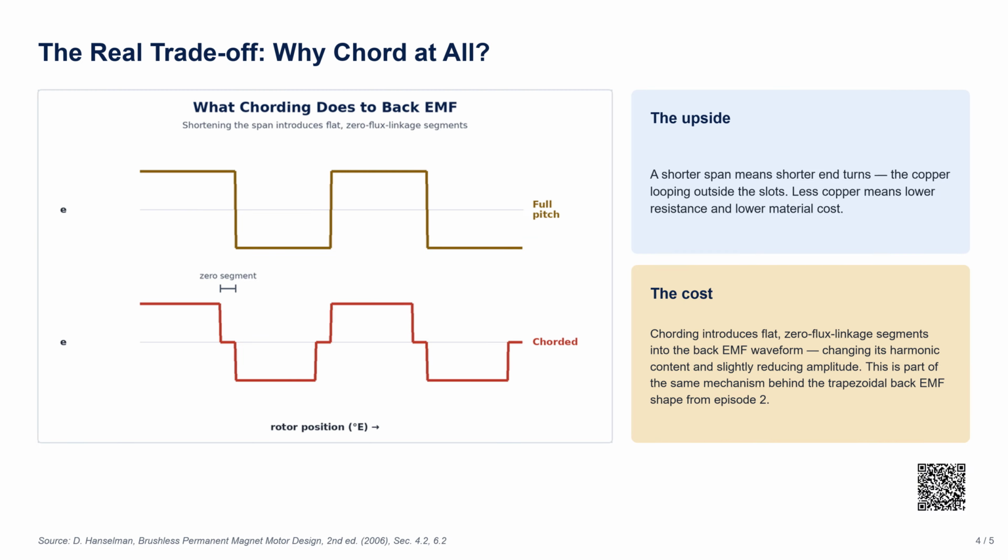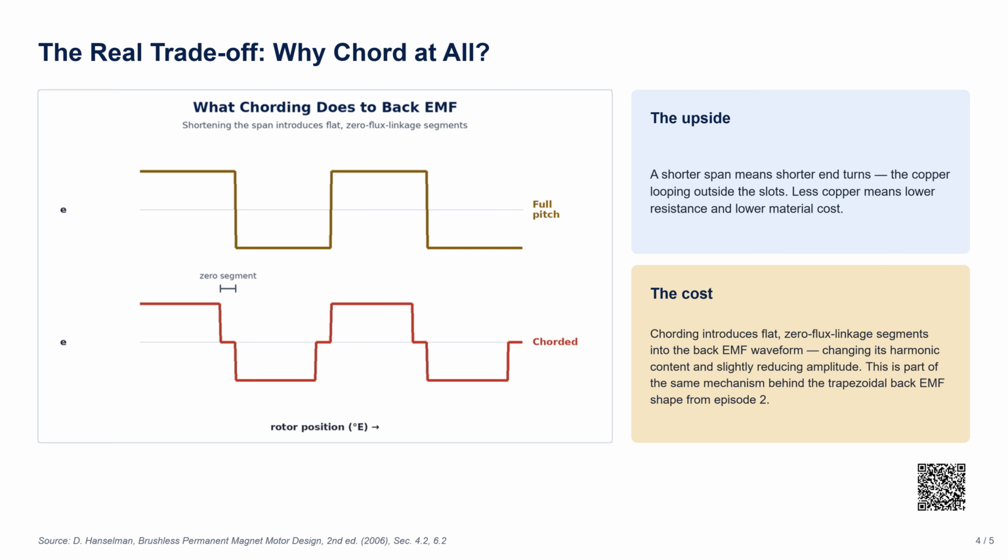Here's the real question. If full pitch maximizes back EMF, why would any engineer deliberately give some of that up? Because cording buys you something genuinely valuable in return. A shorter coil span means shorter end turns, the loops of copper that stick out beyond the slots on either end of the stator. Less end turn length means less copper, which means lower winding resistance and lower material cost. That's a real tangible engineering win.